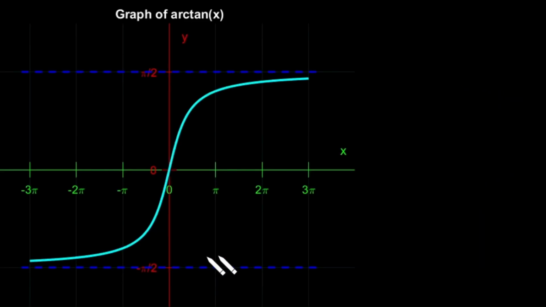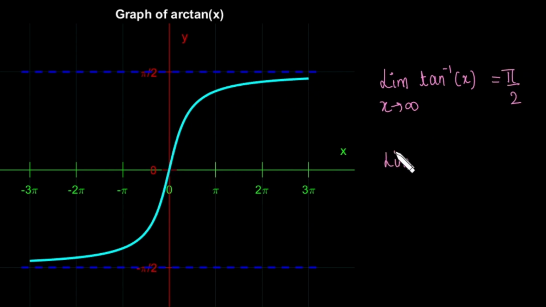On the other hand, the tan inverse graph looks like this. Again, this is a bounded function, but between minus pi by 2 and pi by 2. What is the limit of tan inverse x when x approaches infinity? When x is approaching infinity, this function is approaching pi by 2. And what is the limit of tan inverse x when x is approaching minus infinity? In this case, this function is approaching minus pi by 2. Here we have the two basic results for tan inverse as well as for cot inverse.